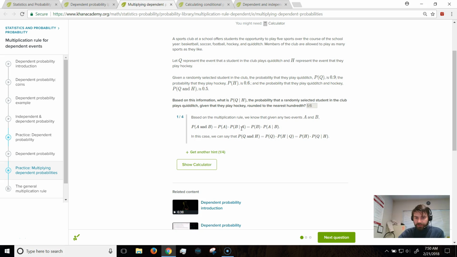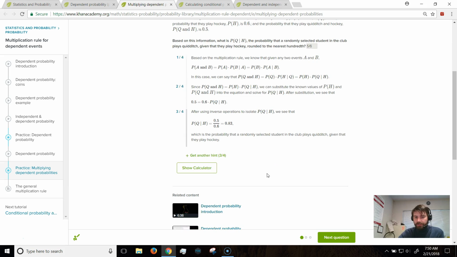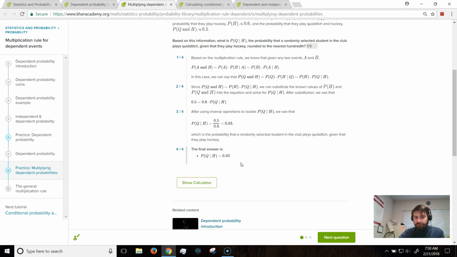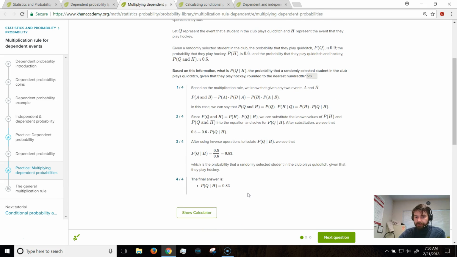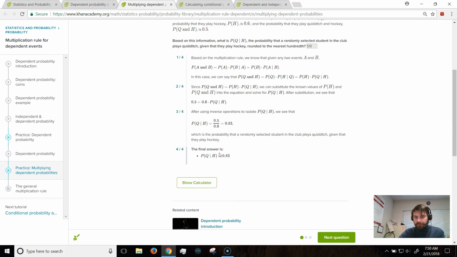Okay, so they are doing the math behind it. There's an equation where A and B is equal to this probability. That's why it's called multiplying conditional probabilities, because here you're multiplying a conditional probability by a regular probability. And so that's where this assignment gets its title. I think it's much more helpful to make the table. So they got 0.83. 5 over 6 also works if you multiply the top and the bottom by 10 to clear the decimals.